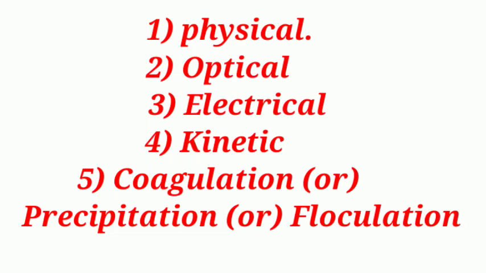Then finally, what about coagulation or precipitation or flocculation? Here, coagulation is nothing but sedimentation, or you can say precipitation. So the colloidal particles or the colloidal solution can also be precipitated. Such a property is called coagulation or precipitation or flocculation. That's all about the properties of colloidal solutions.